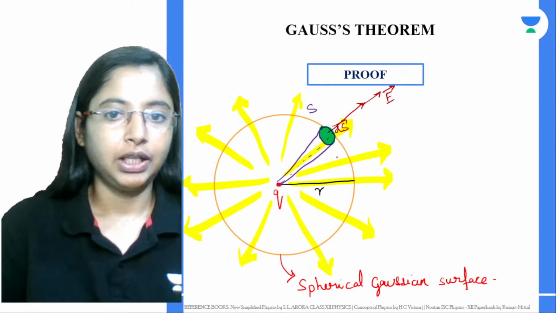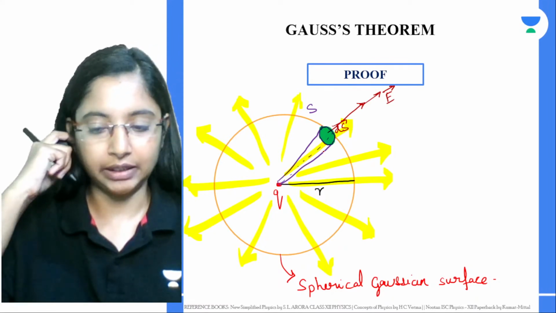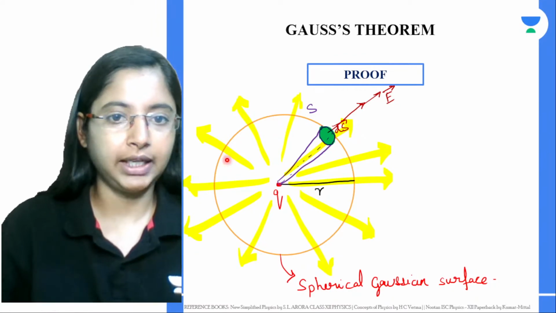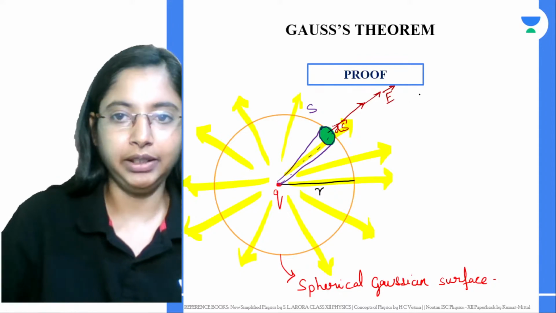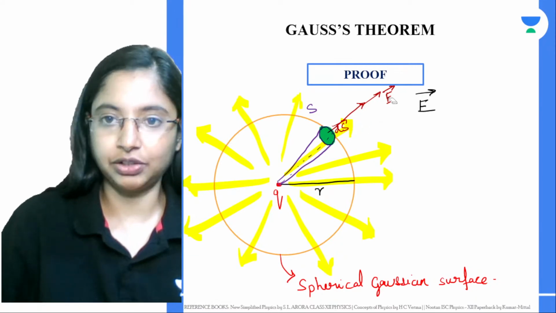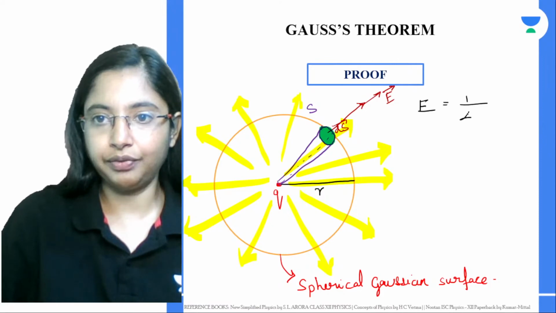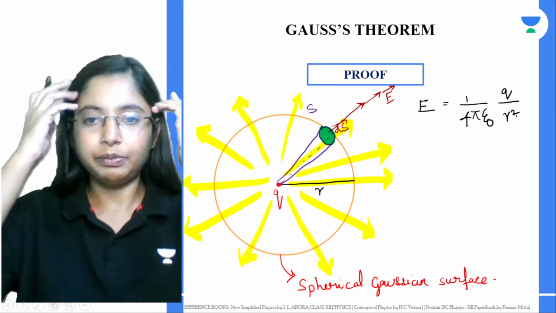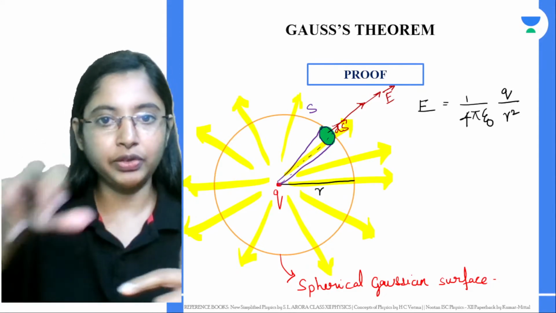Now from here, if you want to find the electric field at any point on this particular surface, anywhere you take, that you can give by E is equal to 1 by 4 pi epsilon naught q divided by r square. Since it's a positive charge, the electric field lines are pointed radially outwards at all points on the surface S.